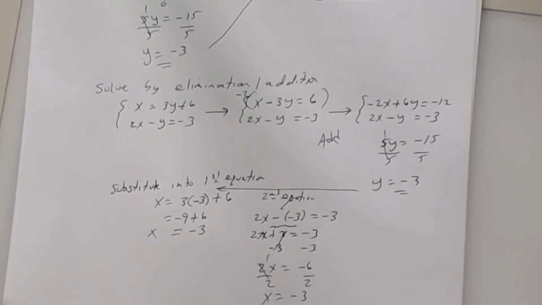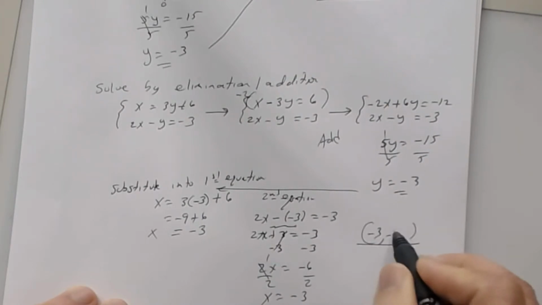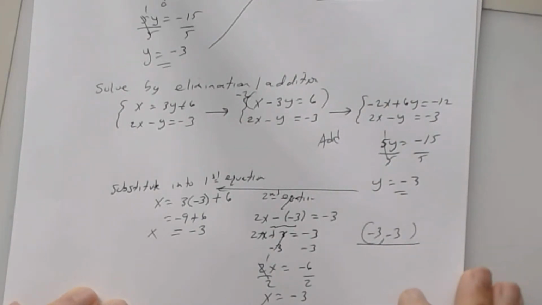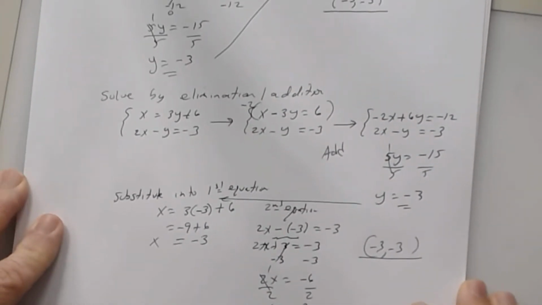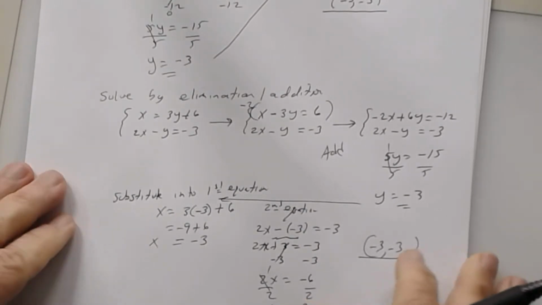Okay? So the solution as an ordered pair is going to be negative 3 comma negative 3. All right? Okay, so we did this system two different ways. One by substitution, the other one by elimination / addition.